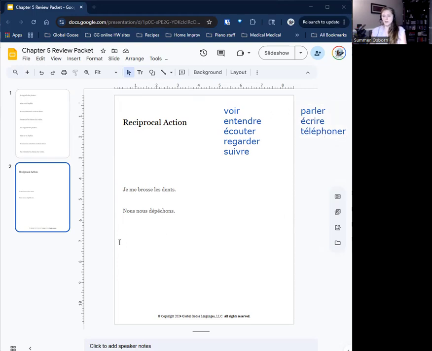So, reciprocal action, we see each other. We're going to use nous voyons. So I have conjugated the verb to match the subject nous, and I have used the reflexive pronoun nous to show that it's going in both directions. Okay. They see each other, ils se voient, right? If we're using the verb entendre, you hear each other, vous vous entendez.